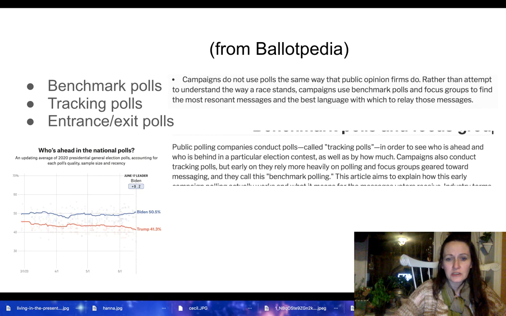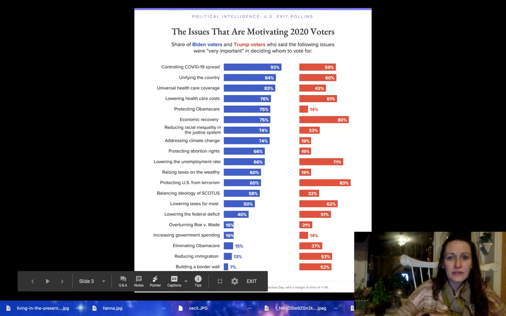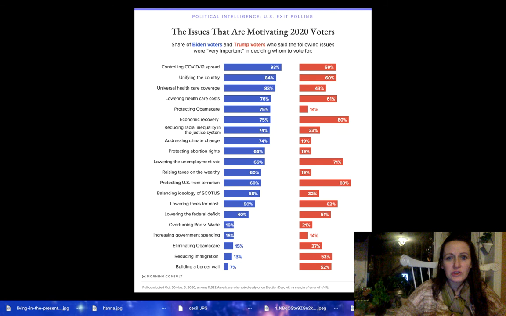Campaigns also conduct these polls, but rely more heavily on polling and focus groups geared towards messaging, and they call this benchmark polling. You see just an example here from the most recent election, who's ahead. By different dates, right, there are different benchmarks along the way to see where they stand, or tracking polls. And I want to give you some examples, and these are polls just by different points of their platform, right? Different issues.